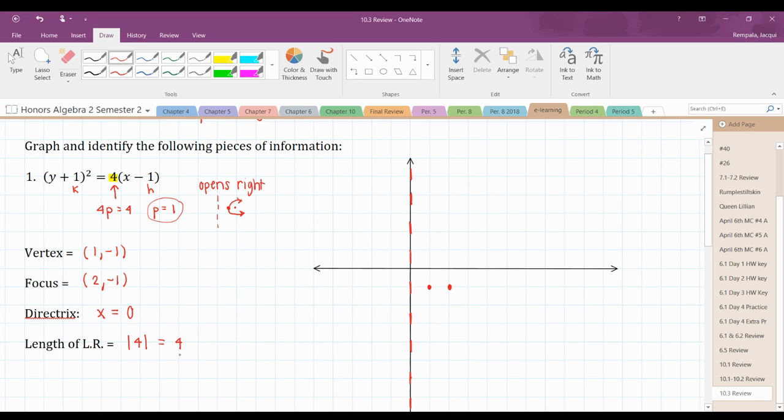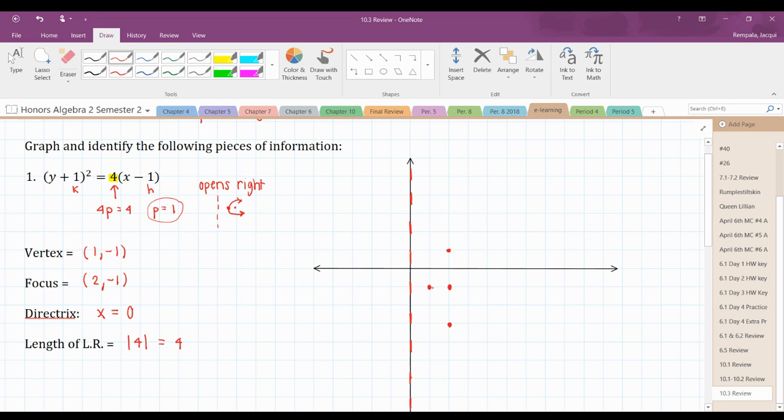And so since the length is 4, that means that I'm going to split that in half. So from the focus point, I'm going to go up 2 and plot my point. And from the focus point, I'm going to go down 2 and plot my point. So notice that this right here, that is a length of 4. That is going to be the length of the latus rectum. Okay, so that's why I split it in half.